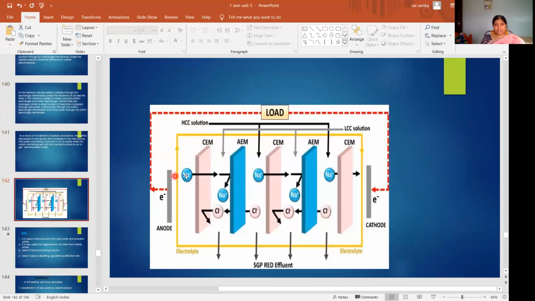This is the diagram. See here, cations will move towards cathode through cation exchange membrane and anions will move to the anode through anion exchange membrane, so that water is becoming fresh water.